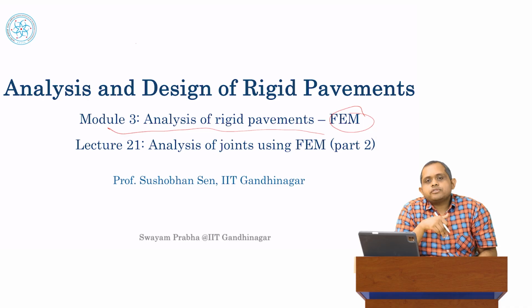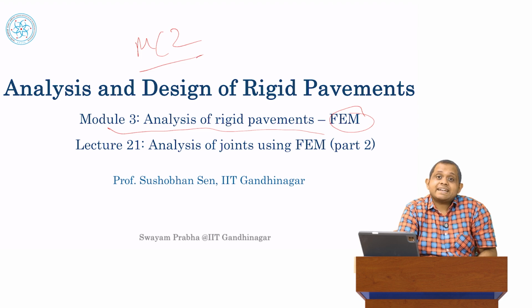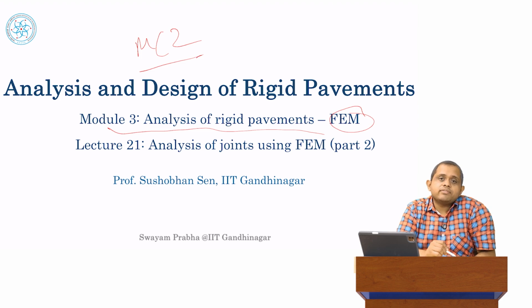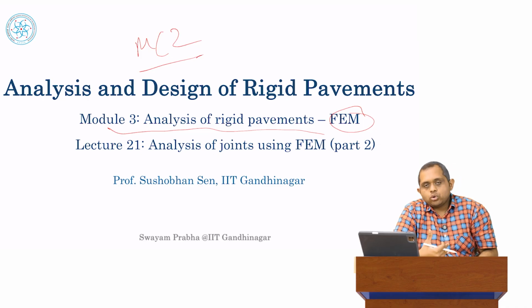So we saw how to use the finite element method for analyzing individual slabs. There we saw something called an MZC element, which was a rectangular 4-noded element with 12 degrees of freedom. We saw how to analyze it for one element, and that we get something called a local stiffness matrix. We discussed what a global stiffness matrix is, how a local stiffness matrix can be assembled into a global stiffness matrix, and how to solve one slab.